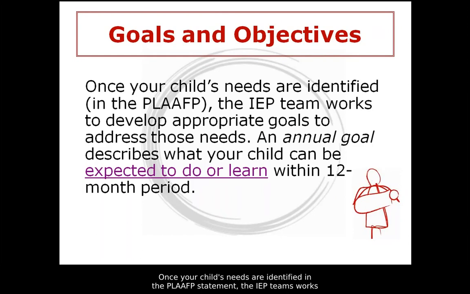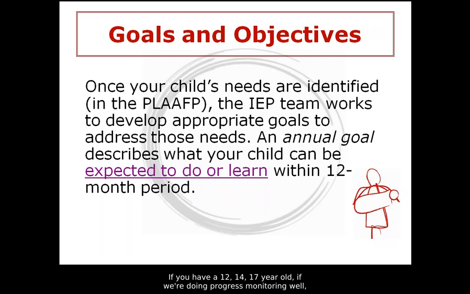Once your child's needs are identified in the PLAF statement, the IEP team works to develop appropriate goals to address those needs. An annual goal describes what your child can be expected to do or learn within a 12-month period. IEPs are typically written for that school year. So we need data. If you have a 3, a 5, or even a 7-year-old, we don't have a lot of data. They're new to this. We're figuring this out.